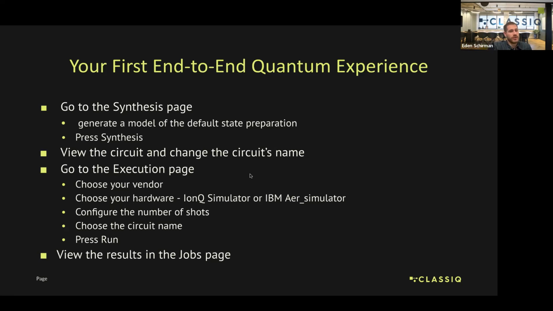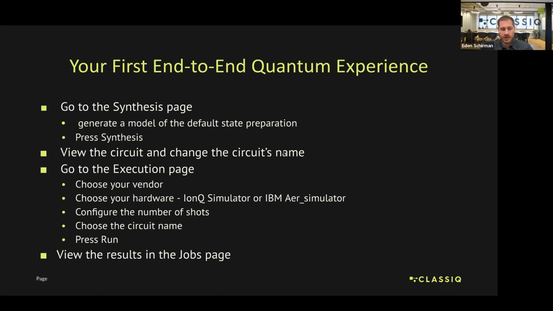You can choose either the IonQ Simulator or the IBM Aer Simulator. If you're non-academic, you don't have access to the Azure credentials, so you'll need to use the IBM Aer Simulator. Both simulators are good. Then you need to configure the number of shots, whatever you want, choose the circuit name and press run. Then you automatically go to the jobs page, and you can see the jobs over there.